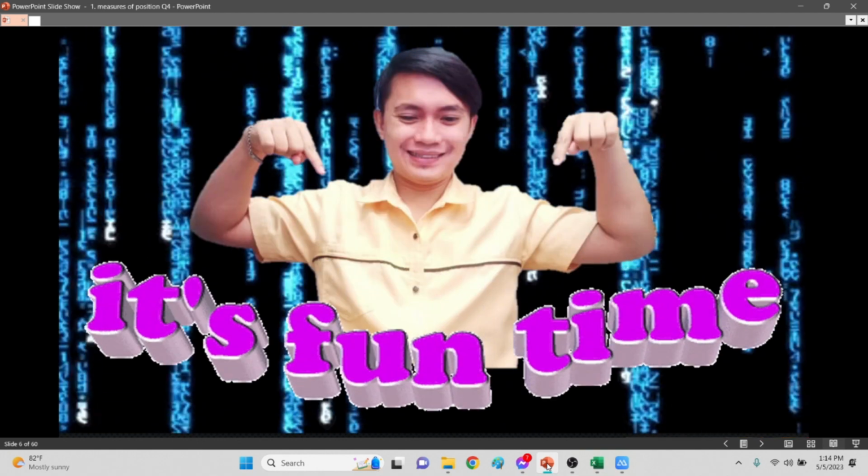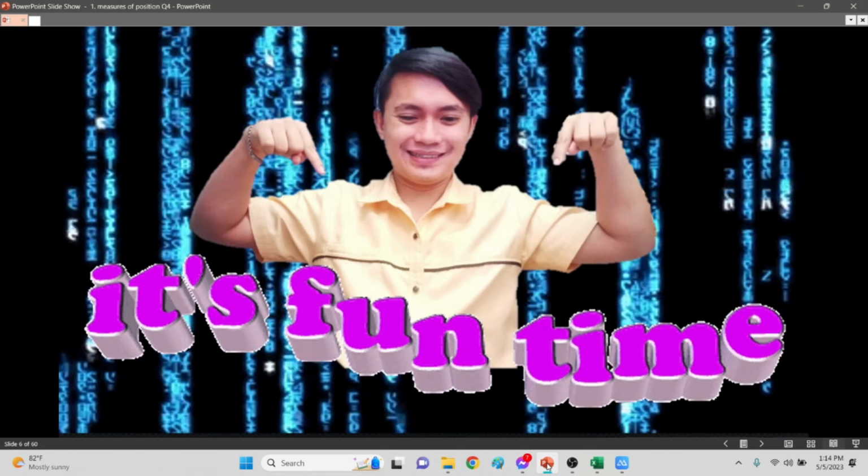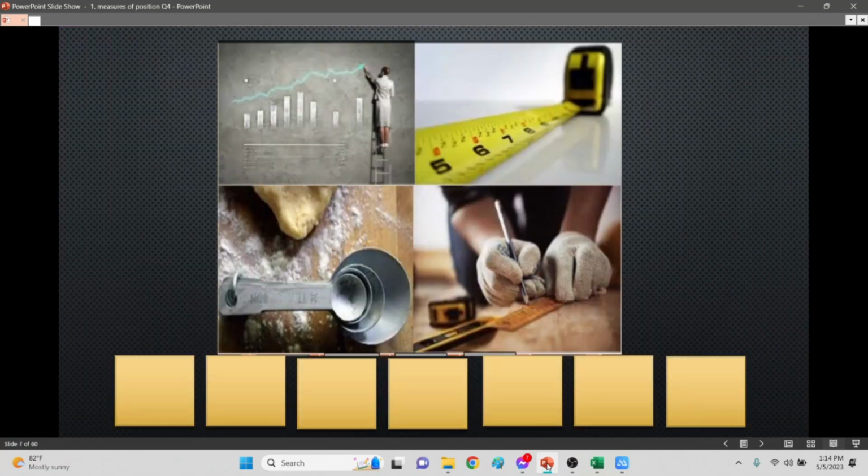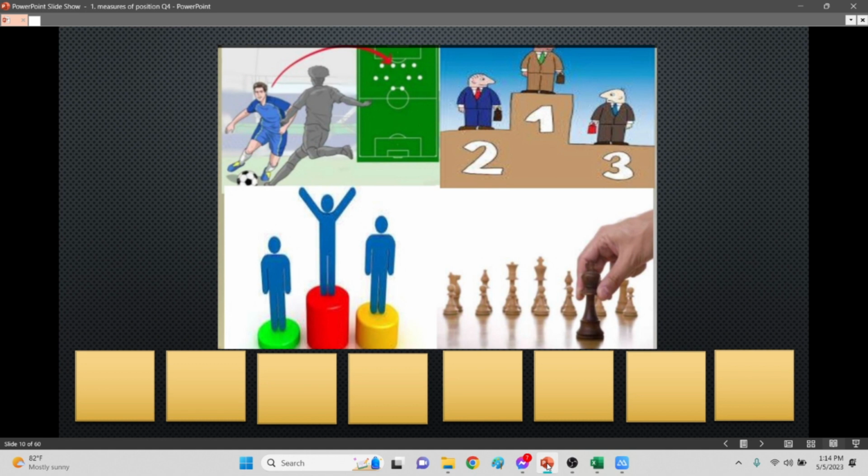But before that, let's have a short game. It's fun time. 4 pics, 1 word. Guess what word it is. We have 4 pictures and 1 word. Correct. That is measure. Next. A good guess, but the answer is position.